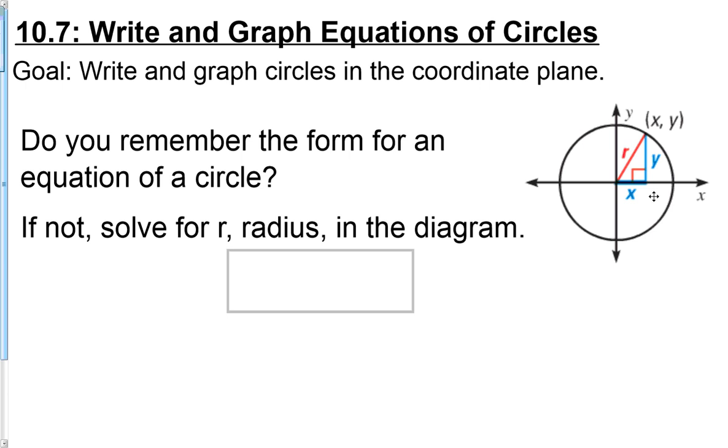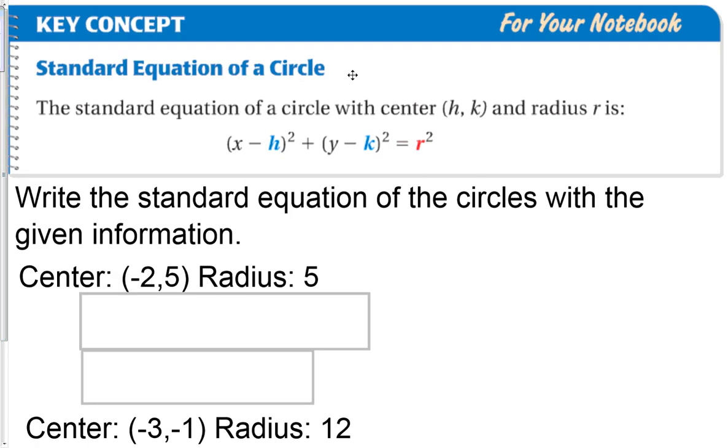We've got an x value and a y value that gives us all the way to the point of a circle, forming a right triangle where r is our hypotenuse. So a squared plus b squared equals c squared gives us x squared plus y squared is r squared. Now this is centered at the origin, so we'll have a different form in a second for not at the origin. Right, here's our standard equation when the center is h, k.